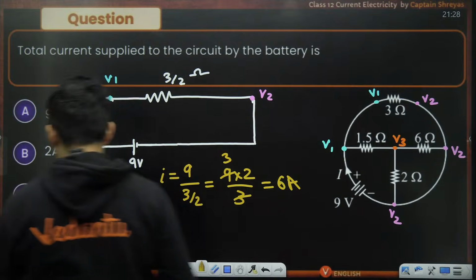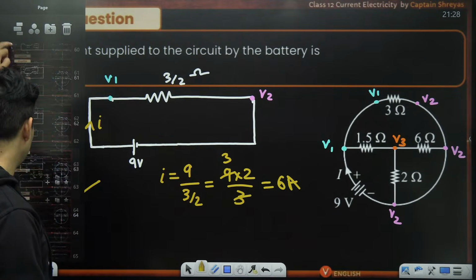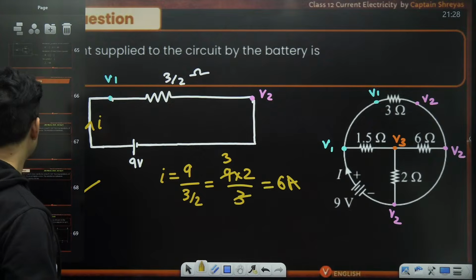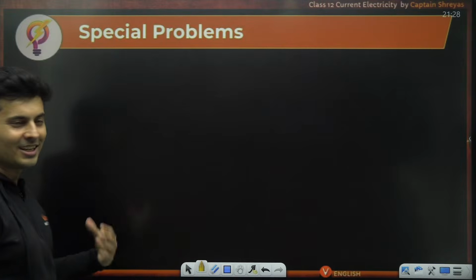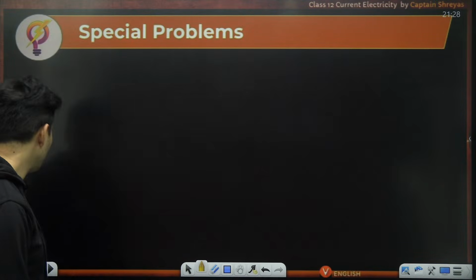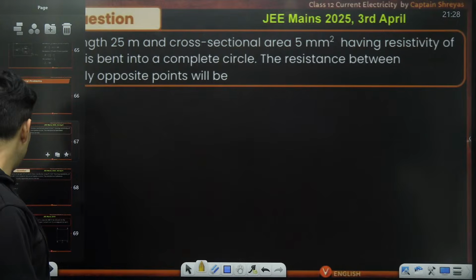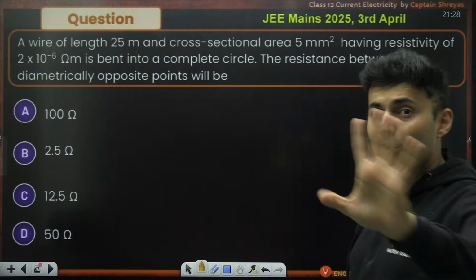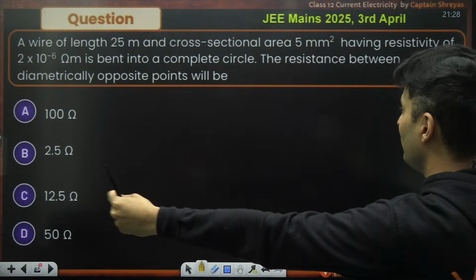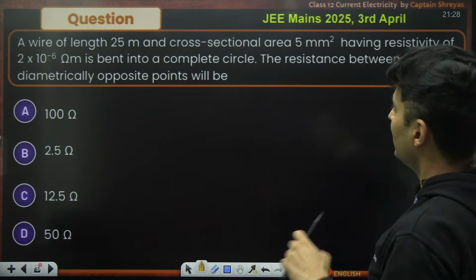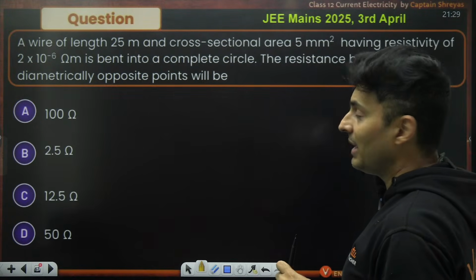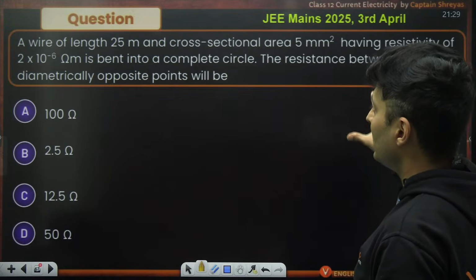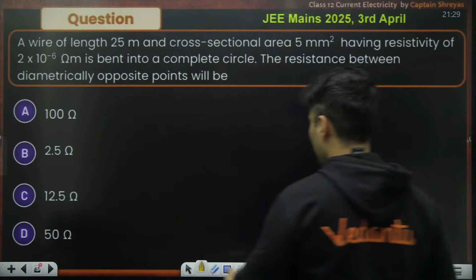Perfecto. So these are some amazing questions which we have been solving on current distribution. Let's do some more special questions on equivalent resistance. Like for example, this one. This is a wire. There is a wire of length 25 meters and cross section 5, resistivity 2 into 10 to the power negative 6, bent into a circle. The resistance between the diametrically opposite points is?